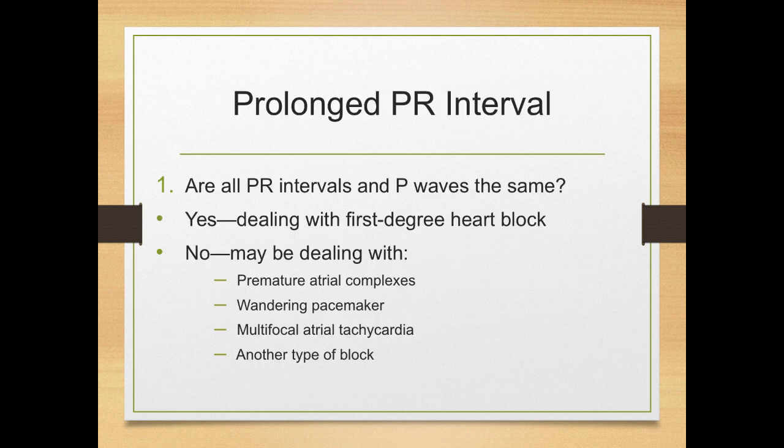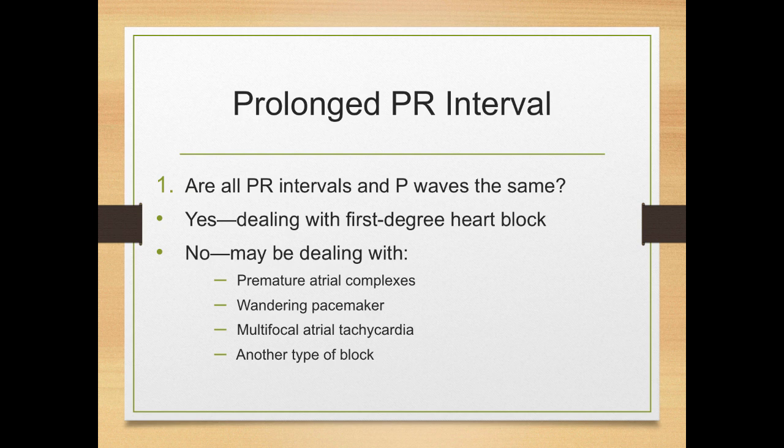Then on the opposite end of things, what if my PR interval is prolonged? What if it's greater than 0.20 seconds? What's going on? Well, we're going to start to look at the PR intervals and the P to P's ratios, and/or the P to R ratios, and are these all the same? Are our PR intervals the same? Are our P waves the same? Are the P to R ratios the same? So if yeah, we've got a prolonged PR interval, but everything else is normal, probably a first degree heart block.